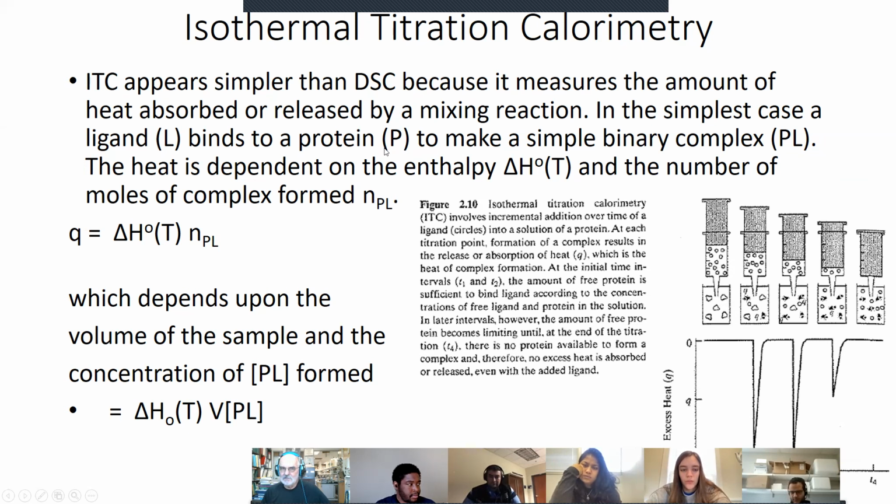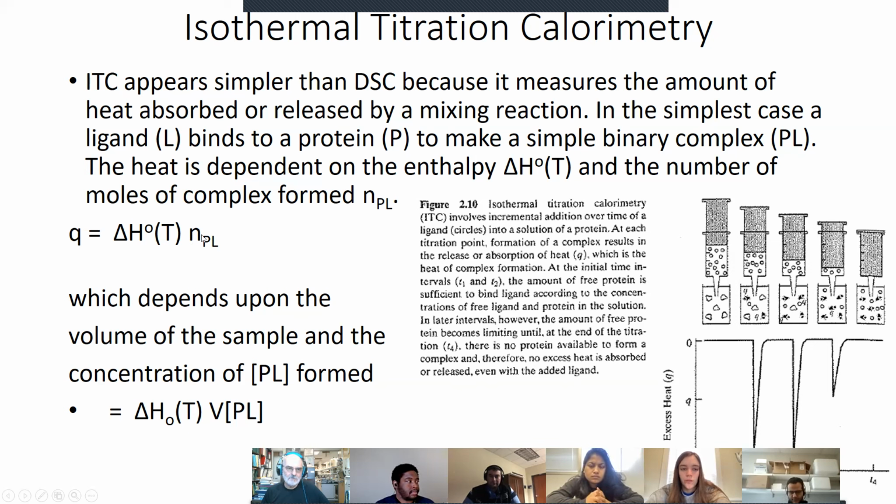Okay. So if it's ligand binding to a protein, then there's a simple binary reaction. It's making a complex, and the heat is dependent on the enthalpy of that reaction. Okay. Now, in titration experiments like this, the amount of heat depends upon the enthalpy, but it also depends upon the amount of reaction that is occurring, the number of moles of complex that are being formed.